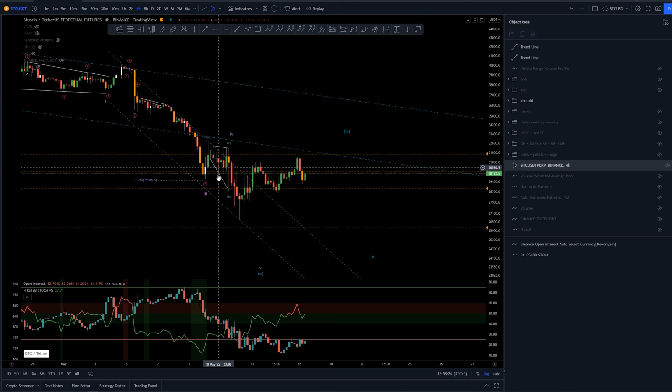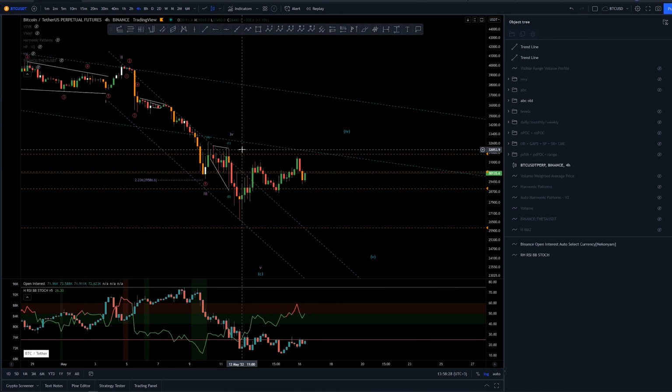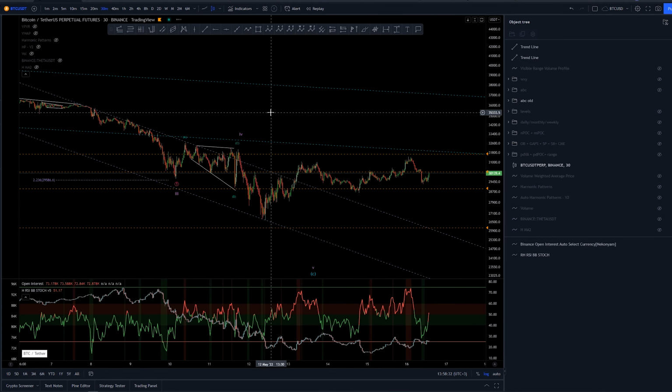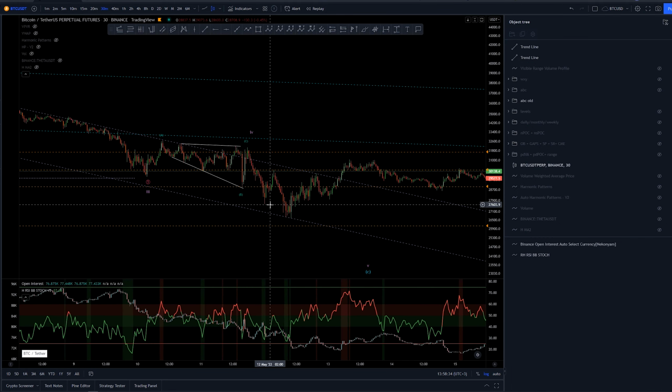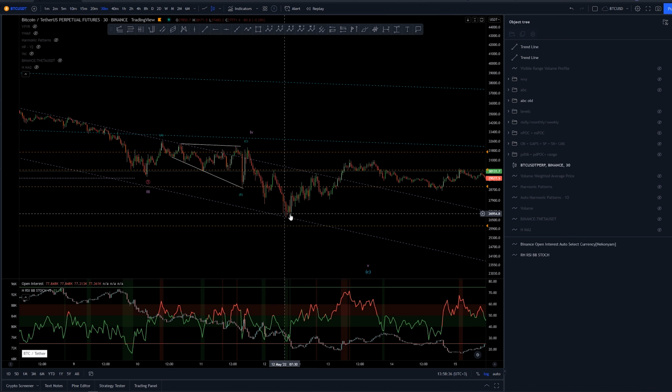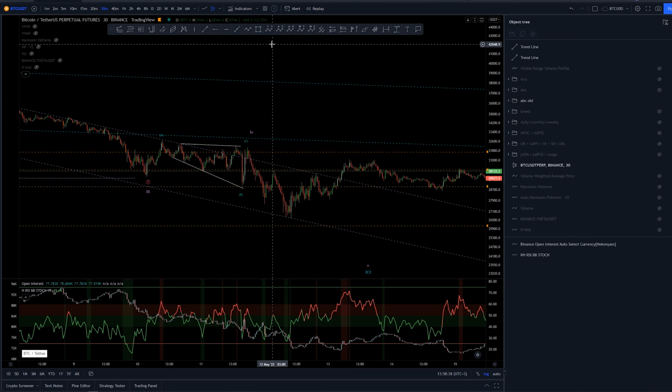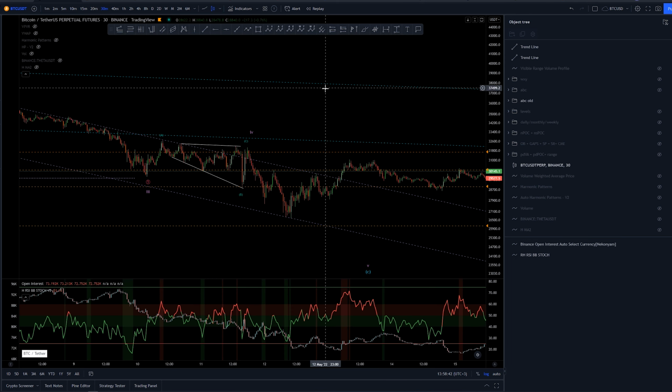Now the only issue here that I can see is, let's zoom in a bit, go to 30 minutes, maybe you can see that it is really hard to say that this is a 5-way structure here. Now this is going to be the issue on the second count I'm going to present to you as well.